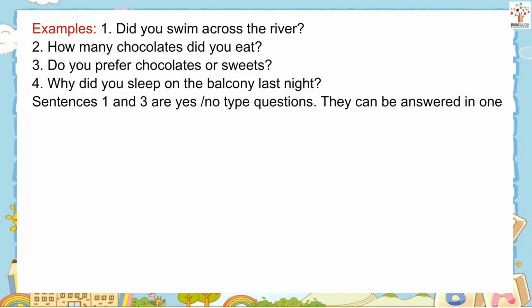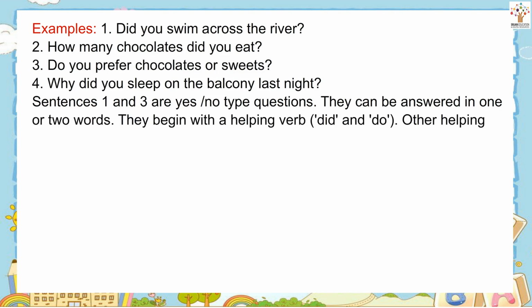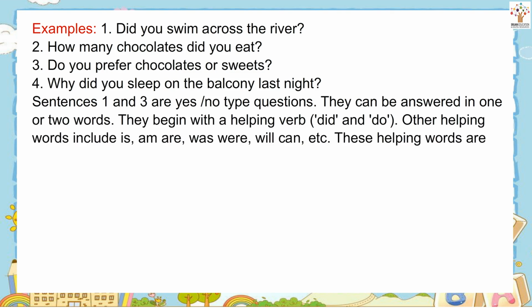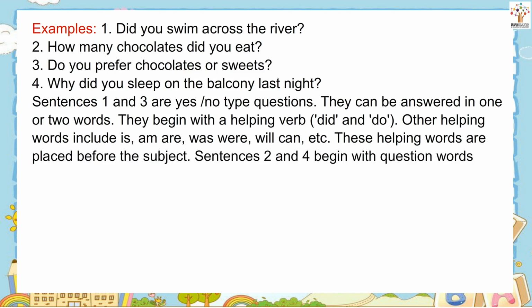Sentences 1 and 3 are yes or no type questions. They can be answered in 1 or 2 words. They begin with a helping verb, did and do. Other helping words include is, am, are, was, were, will, can, etc. These helping words are placed before the subject.